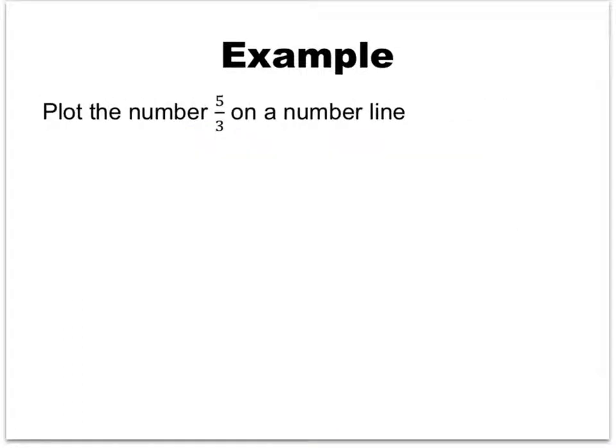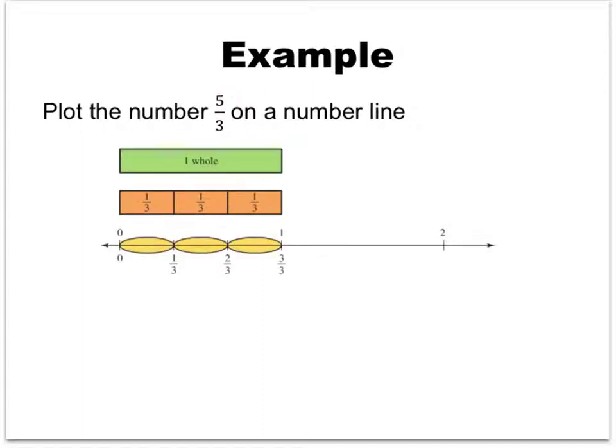Now our last example is going to illustrate how we can plot fractions on the number line. So let's plot the number 5/3 on a number line. Now notice that it's not 5/3 of something. We haven't specified the whole, and so this is just a fraction as a number. And so if we want to plot this on the number line, we first need to define what the whole is. And so let's do this like we've done before.